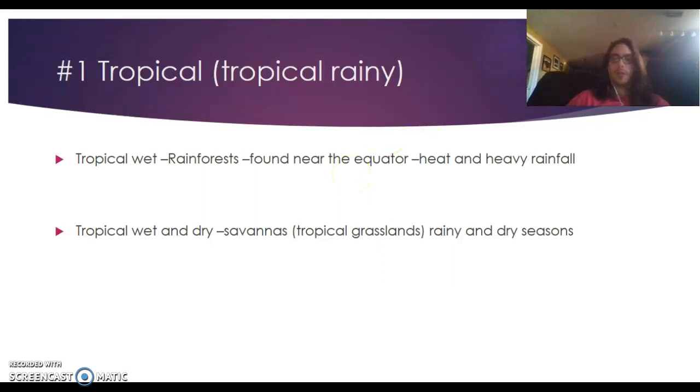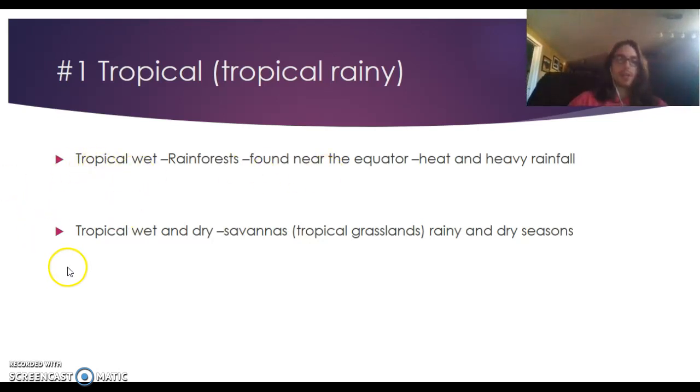So we'll get into the first climatic region. We've got tropical, or tropical rainy. There are two different distinguishers for the tropical climate region, and the first is tropical wet, which is classified by rainforests. They're found near the equator. They have a lot of heat and a lot of heavy rainfall, so those rainforests are super good for biodiversity. But basically, with tropical wet, think of hot areas with a lot of heavy rainfall. Another fun fact and quiz question: the only tropical wet climate region that we have in the United States is Hawaii. So remember that.